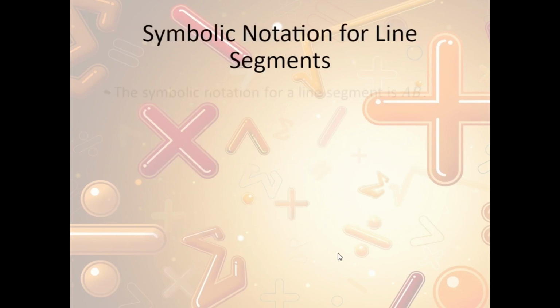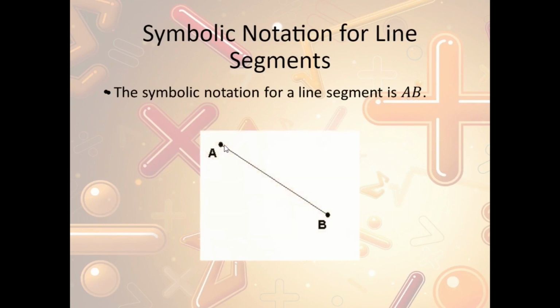Symbolic notation for line segments. When we talk about a line segment, we label it as AB. So it's the two endpoints, so A and B. So if this is A, this is B, we would call this segment AB. And it's written just like this.